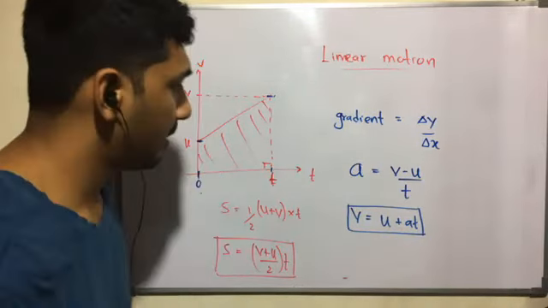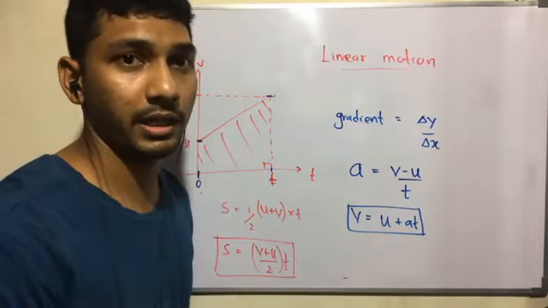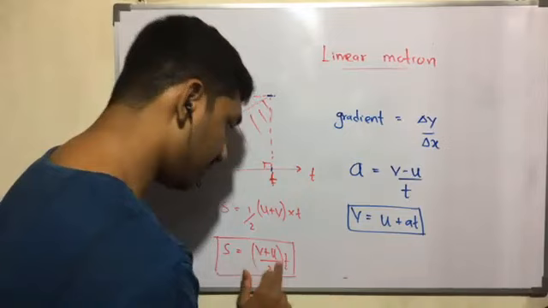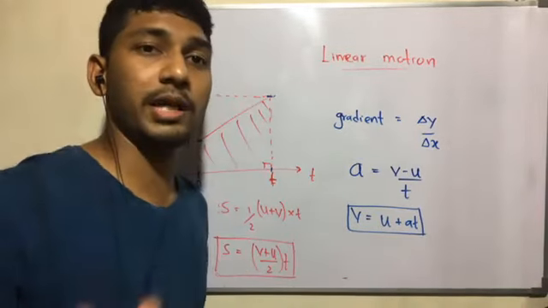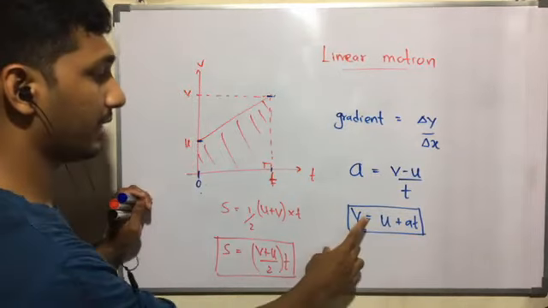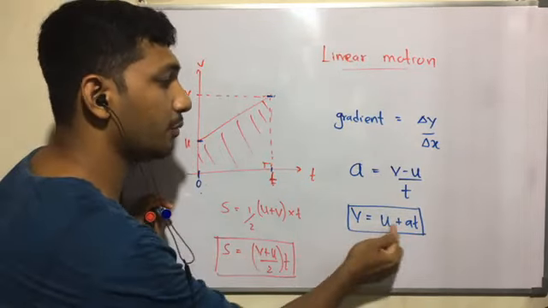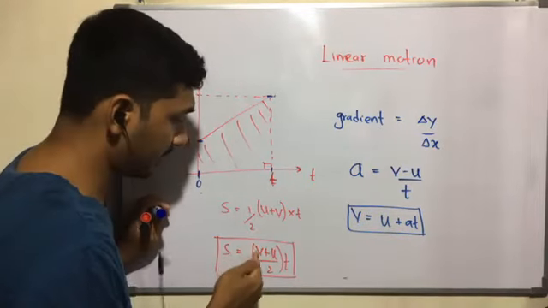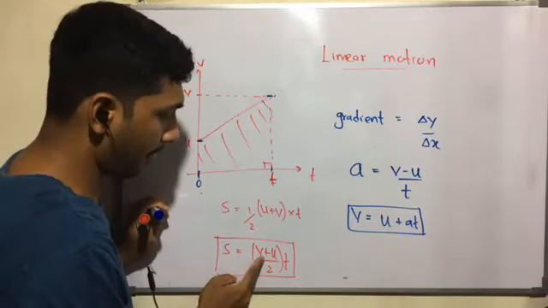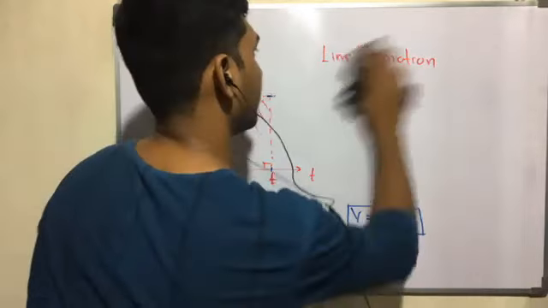So these are the only two equations that we can obtain from this graph. From these two, we can derive more and more equations. How are we going to do that? First, for v, you are going to substitute u plus at. So let's do that substitution.